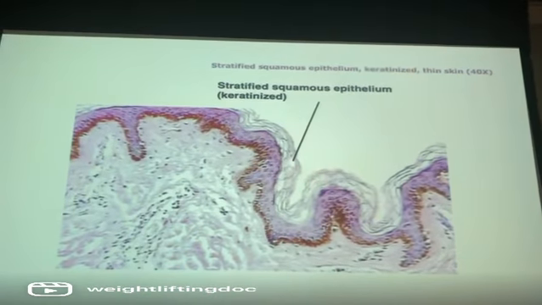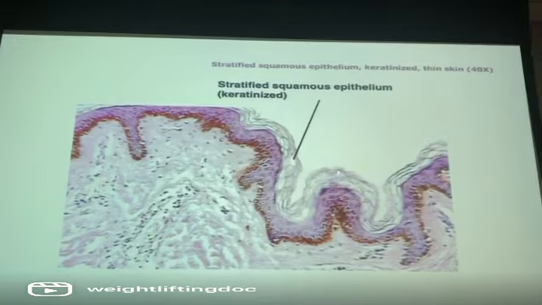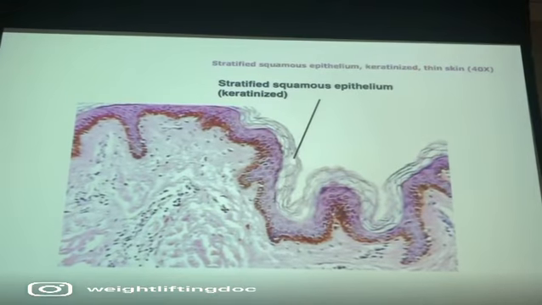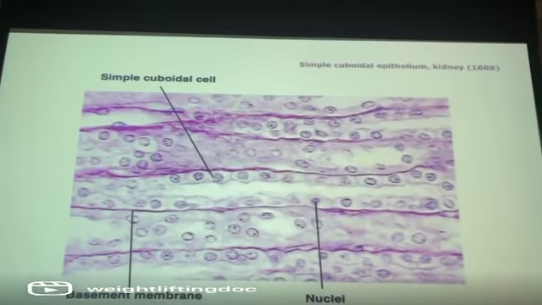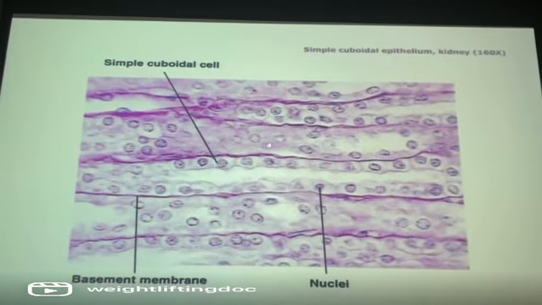Remember, all skin is keratinized, so not very dense in there. Regardless of flaking, doesn't matter. Okay. And so let's go for that. Let's go to simple cuboidal.